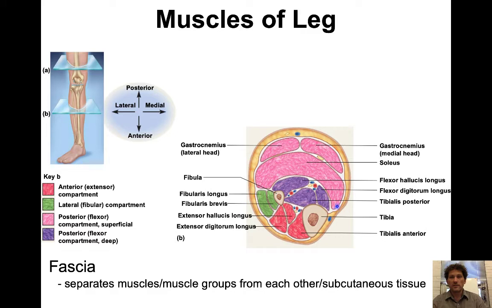So each of these muscles is surrounded by that fascia. So we've got our gastrocnemius, or sorry, our soleus here that's surrounded by that, our gastrocnemius, which is surrounded by that fascia. So it's organizing these compartments and sort of keeping these muscles separated. Okay, so if you were to go into a cadaver lab and you were to dissect in here, you'd be able to separate out each of these muscles from each other.